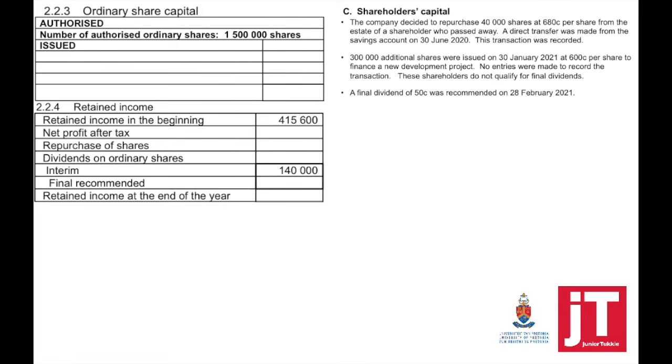Completing ordinary share capital and the retained income note. The shareholders' capital. The company decided to repurchase 40,000 shares at 680 cents per share from the estate of a shareholder who passed away. So that's the total amount paid. A direct transfer was made from the savings account on 30 June 2020. This transaction was recorded. Then 300,000 additional shares were issued on 30 January 2021 at 600 cents per share to finance a new development project.